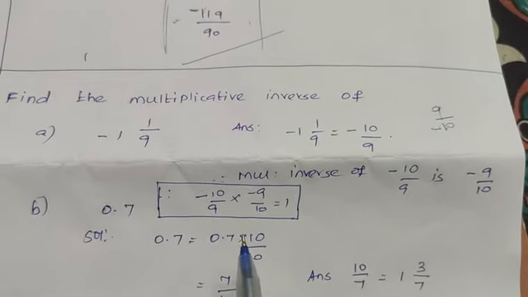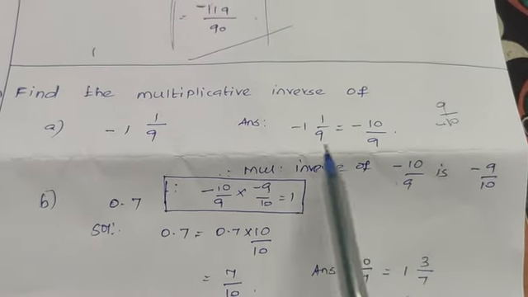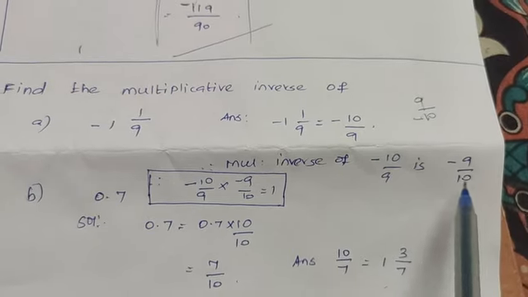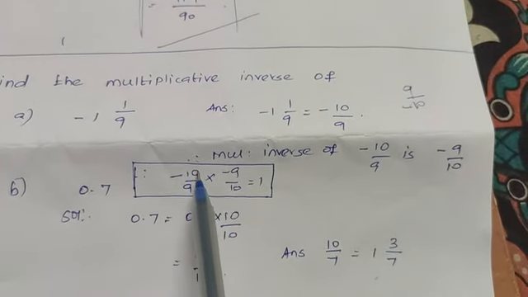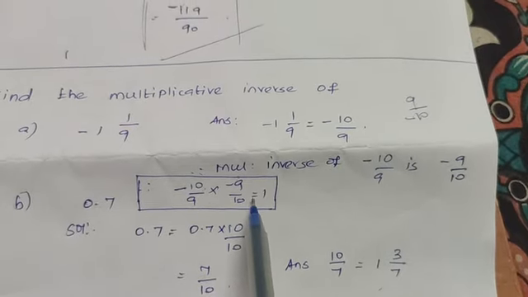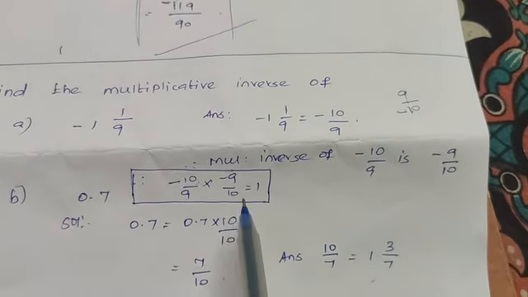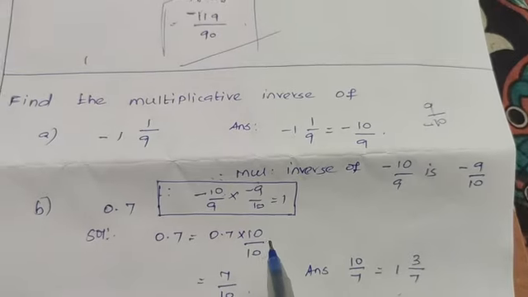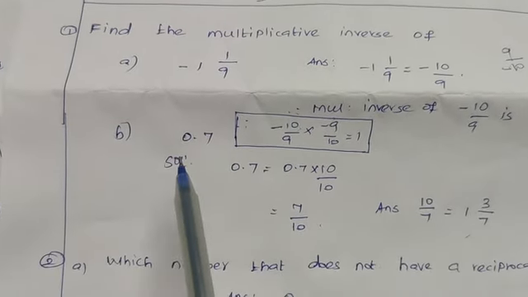How to check? Minus 10 by 9 into minus 9 by 10. You can write minus into minus as plus. You can cancel 9 and 9, and 10 and 10. So we get 1. That 1 is the multiplicative identity. Right.